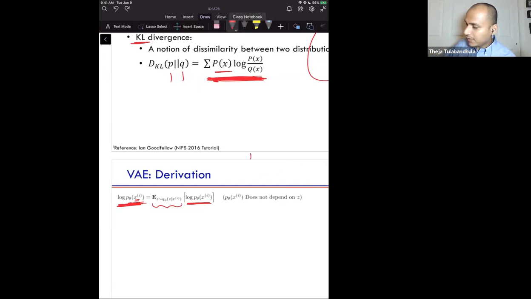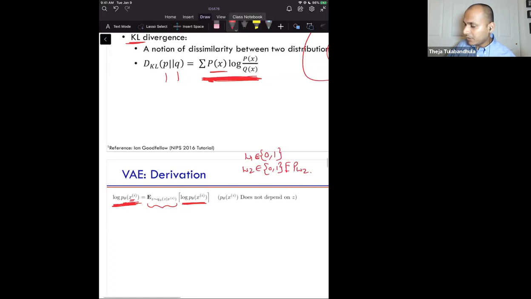Okay, let's say W1 is a random variable which takes 2 values. And W2 is a random variable that takes 2 values. If I'm looking at the probability of W2, and I take expectation with respect to W1, there is no impact, right? That's because the term inside has nothing to do with W1.